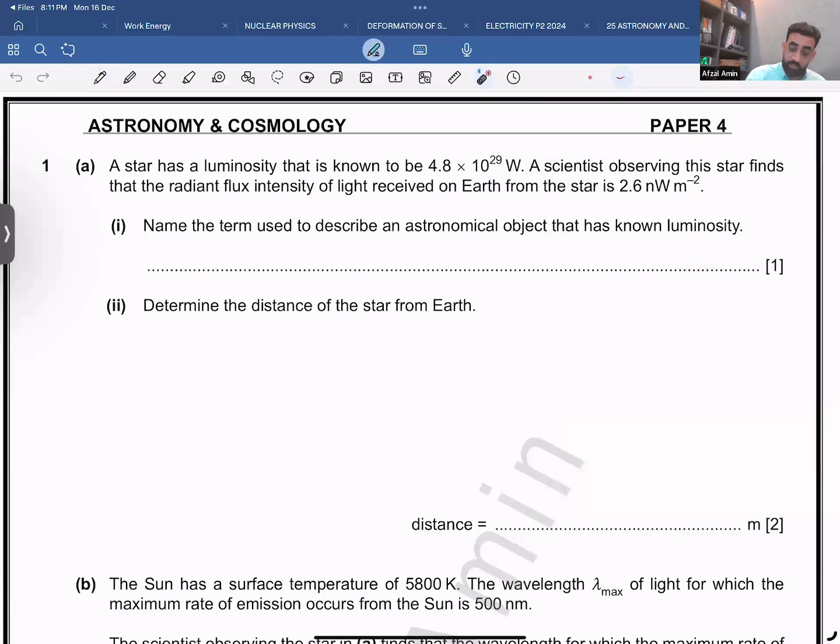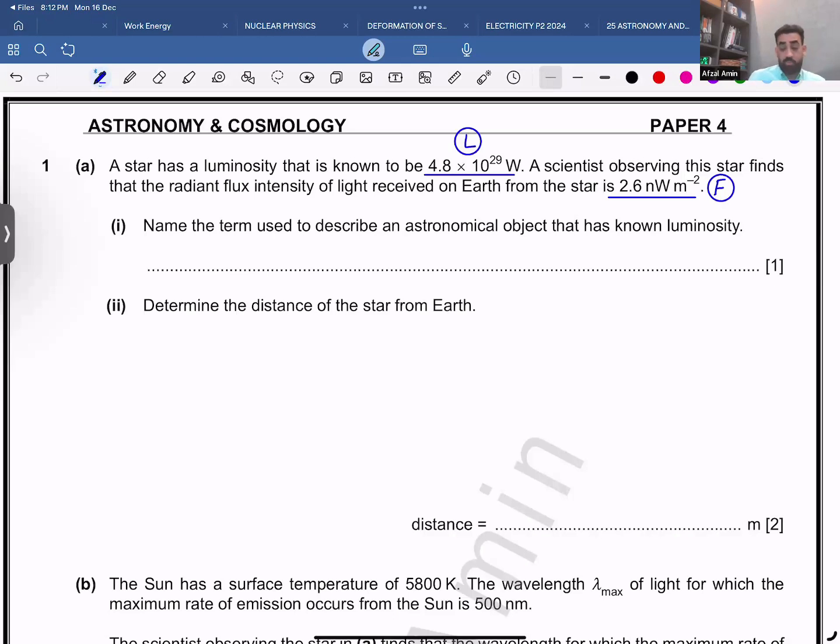Question 1. A star has a luminosity that is known to be 4.8 × 10^29 watts. So this symbol is L. You have the luminosity. A scientist is observing this star. If he finds that the radiant flux intensity of the star received on Earth is 2.6 nanowatts per meter square, F, radiant flux intensity.